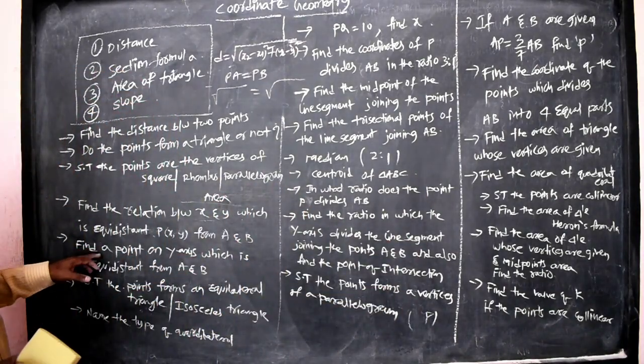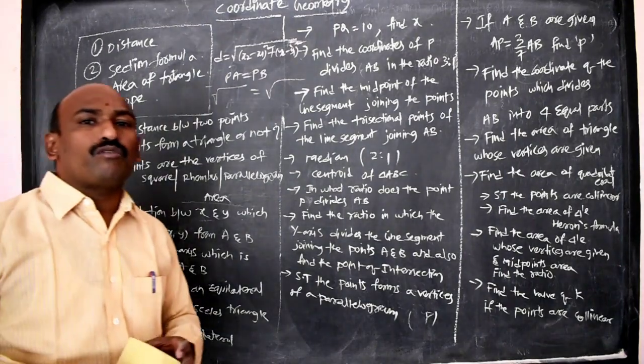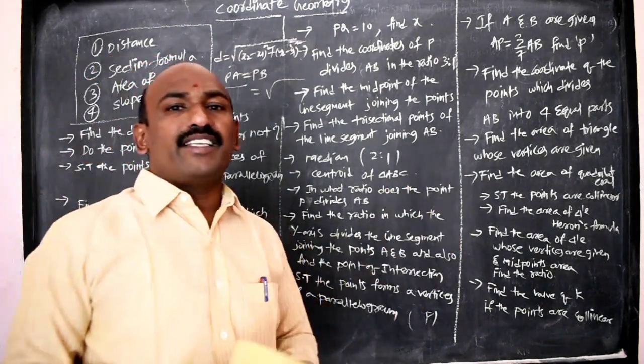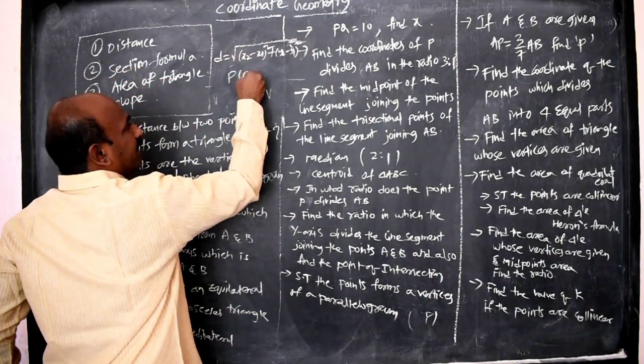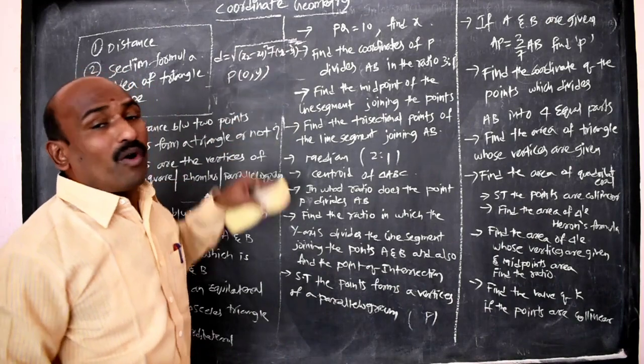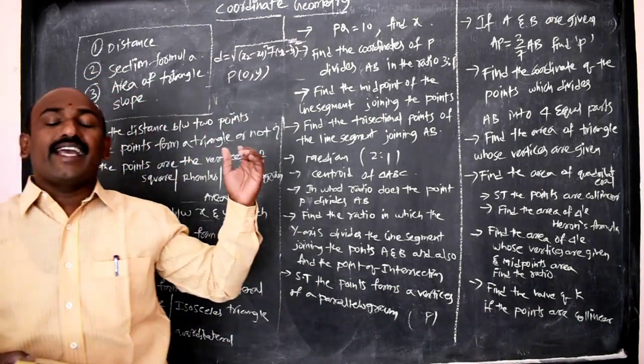If you take the same point, we already know a point on the y-axis means the x coordinate is 0. The general form is, whenever a point is on the y-axis, it is P(0, y). This is the standard form. If a point is on the x-axis, it is P(x, 0).